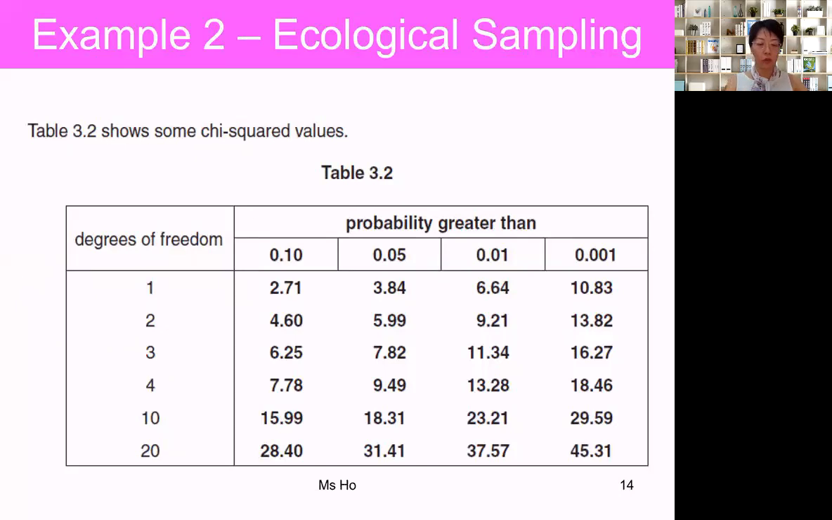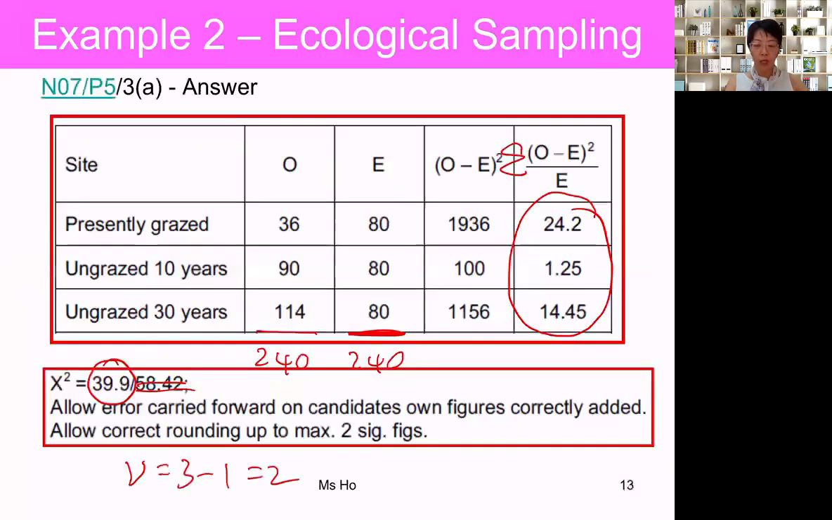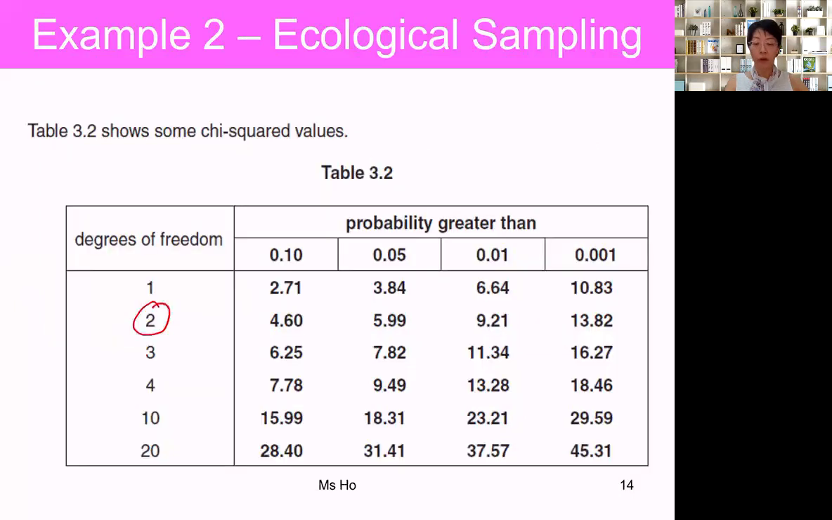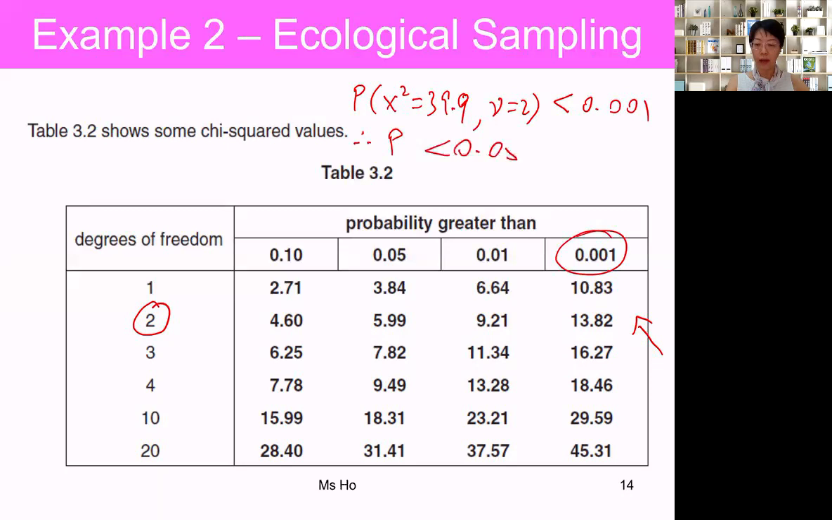So degrees of freedom is 2, and your chi-square value is 39.9. So look for the location of 39.9. So 39.9 is located here, isn't it? Okay. So probability of chi-square value equals to 39.9, degrees of freedom equals to 2, is actually less than 0.001. So this is 0.01. So it's located here means less than 0.01. And then the probability that you compare with is 0.05. Therefore, probability is actually less than 0.05.